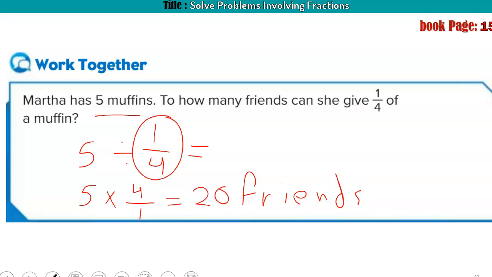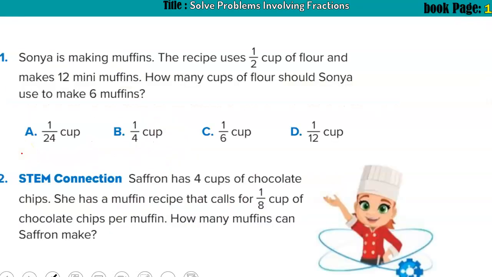Okay, let us do one more example here. See, this problem needs 2 steps. Let us discuss first. Sonia is making muffins. The recipe uses 1/2 cup of flour to make 12 muffins. Let us do the first step, then complete the question. So, to make 12 mini muffins, you need 1/2 cup of flour. So, how much flour do you need for 1 muffin?